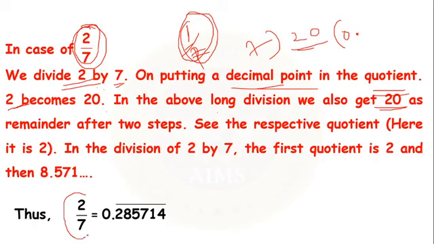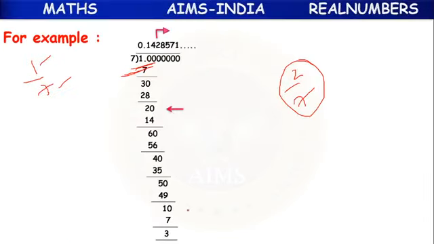So the decimal expansion of 2 by 7 can be written starting from 2: 2, 8, 5, 7, 1, 4. Like that. The decimal expansion of 1 by 7 starts from 0.142, but the decimal expansion of 2 by 7 starts from 2. So we have to write 0.28571, and again after that 4 will come.